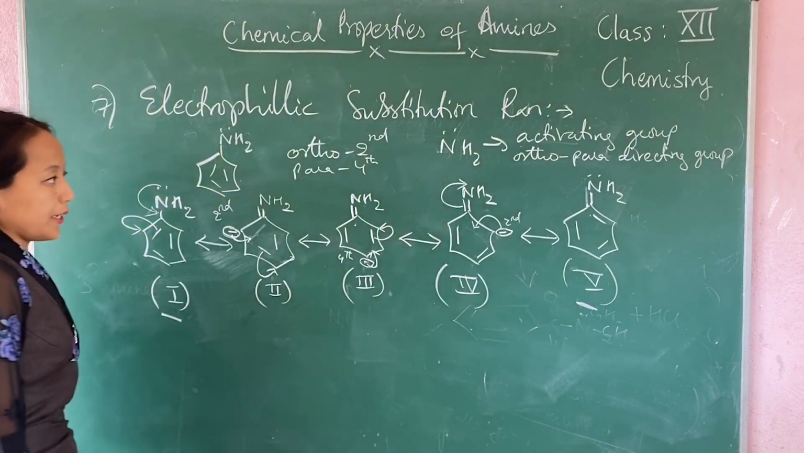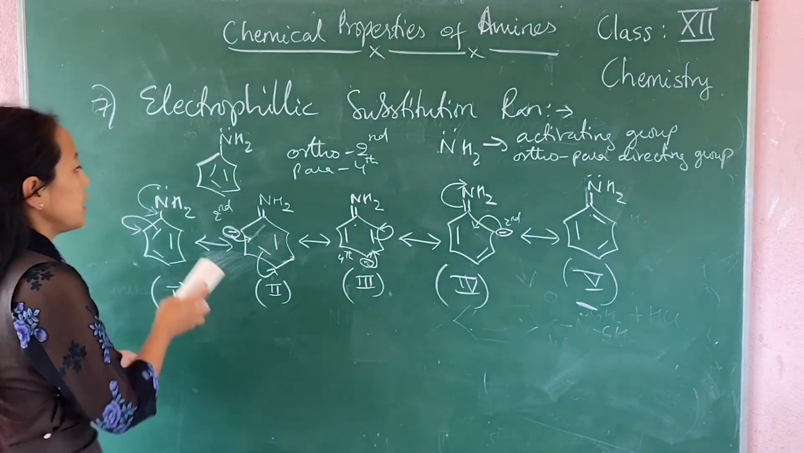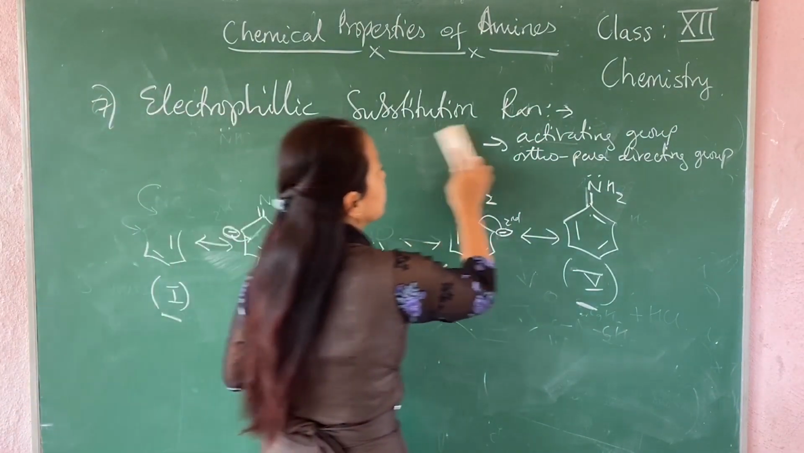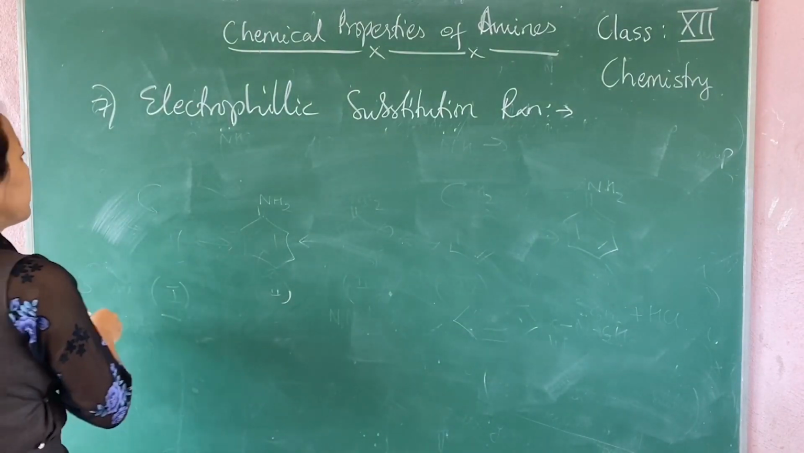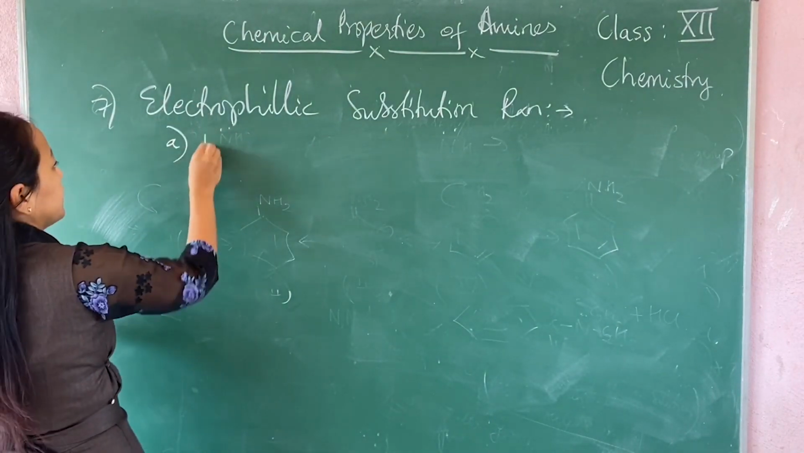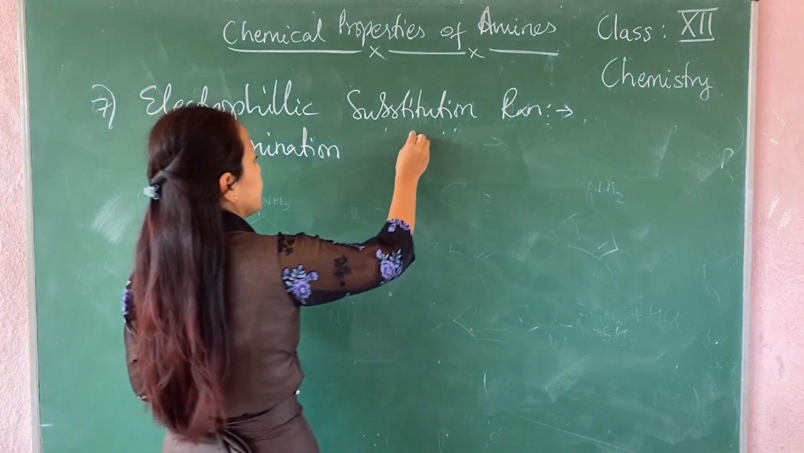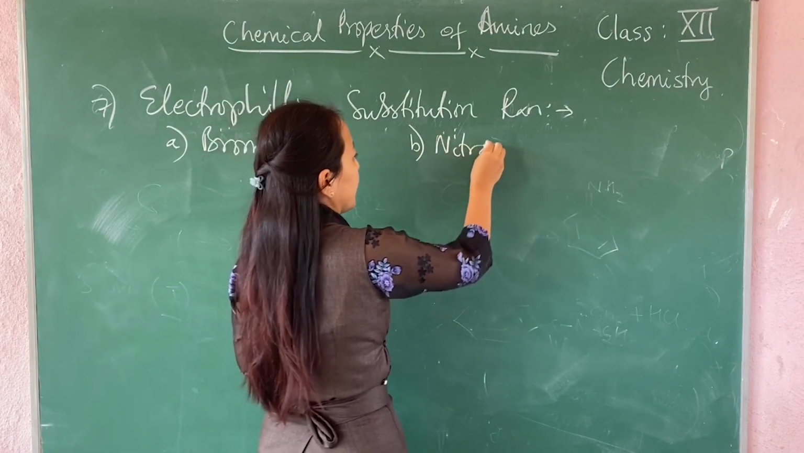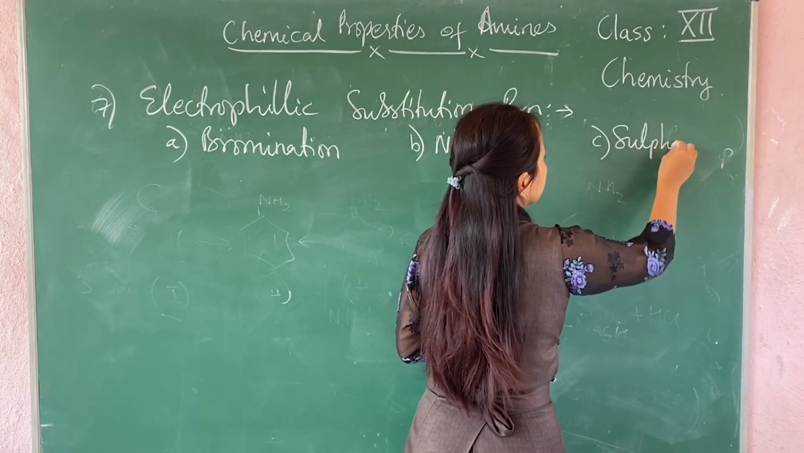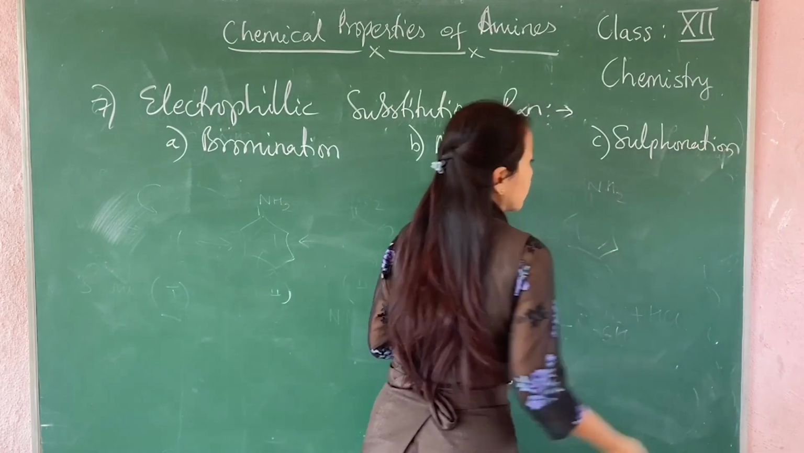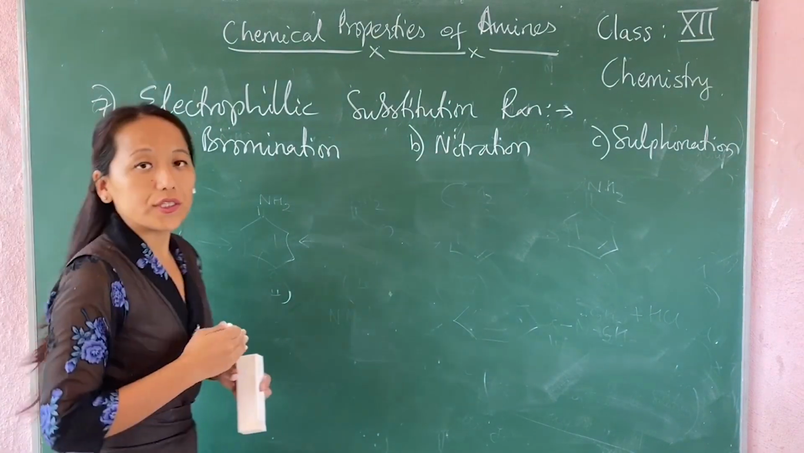Okay. Now I'm going to explain some of the electrophilic substitutions shown by this compound. The first one is bromination, where bromine acts as an electrophile. Then there is nitration, where NO2 acts as an electrophile. And then there is sulfonation, where the sulfonyl group acts as an electrophile. So I'm going to first explain bromination, then I'll go to nitration and sulfonation.